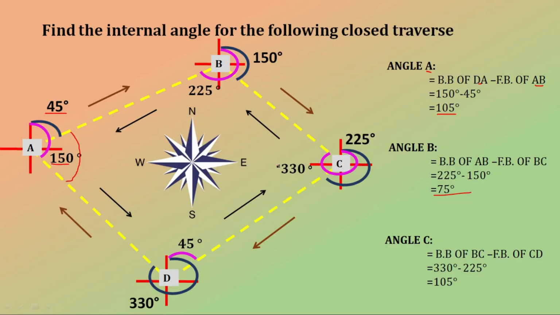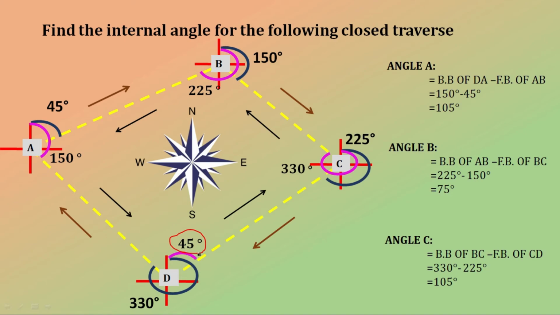For angle C, the back bearing reading is greater and the fore bearing of line CD is less. So we can directly deduct this fore bearing from the greater back bearing value, that is 330 minus 225, which is equal to 105. Now in this figure we have a fore bearing reading of 330 degrees and a back bearing reading of 45 degrees. So in this case the back bearing is less and the fore bearing is more.